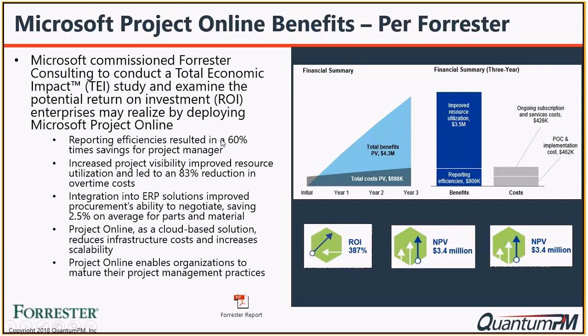Resource utilization, 83% reduction in overtime. This is a major pain point. One of the things we see all the time is companies say, well, I don't know what my people are working on. They've got about 30 or 40% of their time allocated to project or definable tasks, and then there's this bucket of, quote, support time and other items. So the ability to better manage and understand what people are working on and align it with the strategies and objectives of the organization is a huge opportunity for companies.